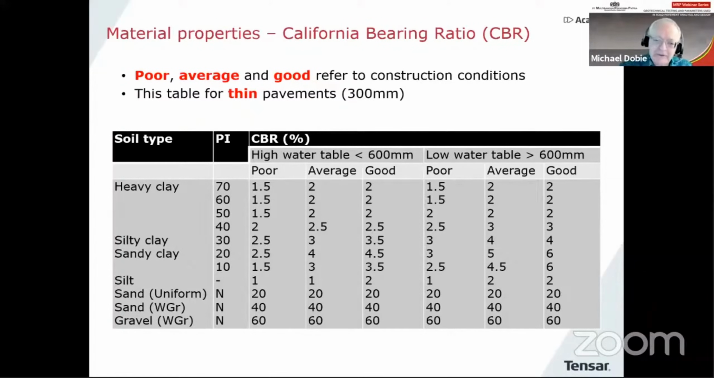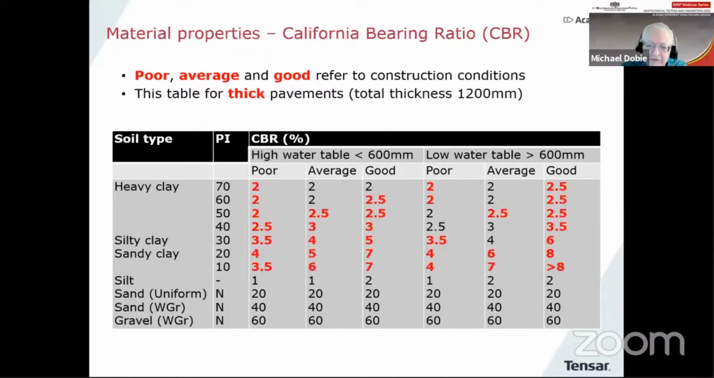For example, poor would be after lots of heavy rain, good would be after a nice drying season. And you can see this has an effect on the expected long-term CBR after the clay has come into equilibrium and the suctions have come into equilibrium. This particular table is for thin pavements. That would be quite thin, up to 300 millimeters or so thick, total thickness. And then there's a second series of values for thick pavements, which would be total thickness of 1200 millimeters. And the red figures are the ones that have changed. And for some thickness in between, you could interpolate.